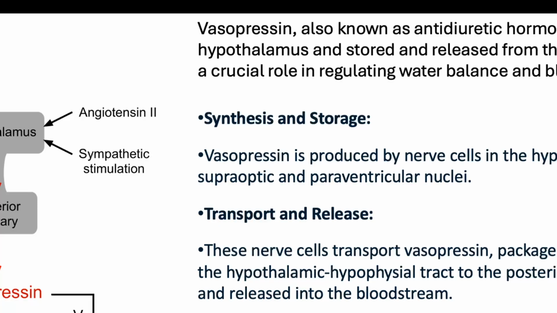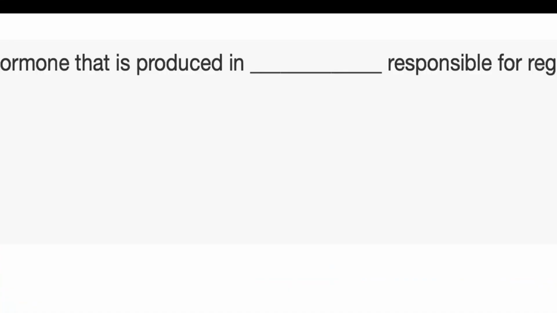Absolutely, very good. Great. Moving on to the next question of this session. Question number 5. Glucagon is a hormone that is produced in dash, responsible for regulating blood glucose levels.